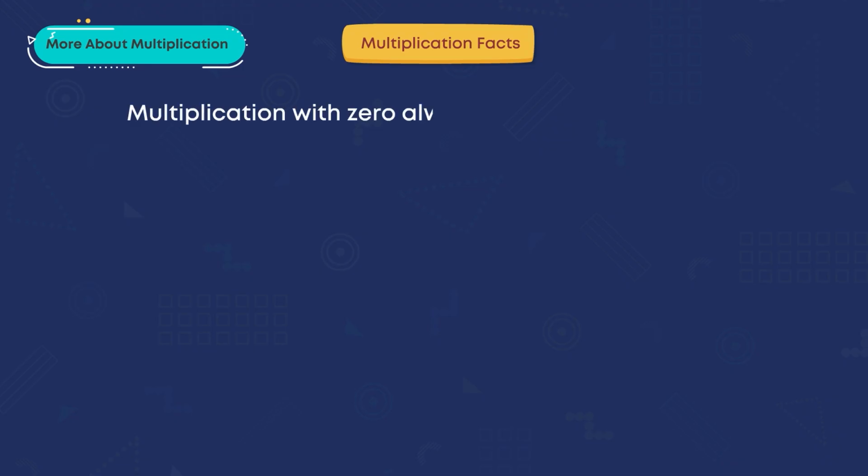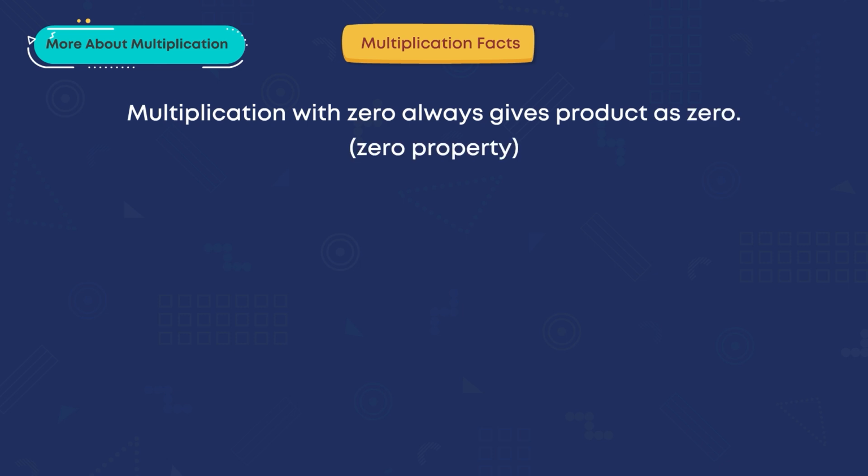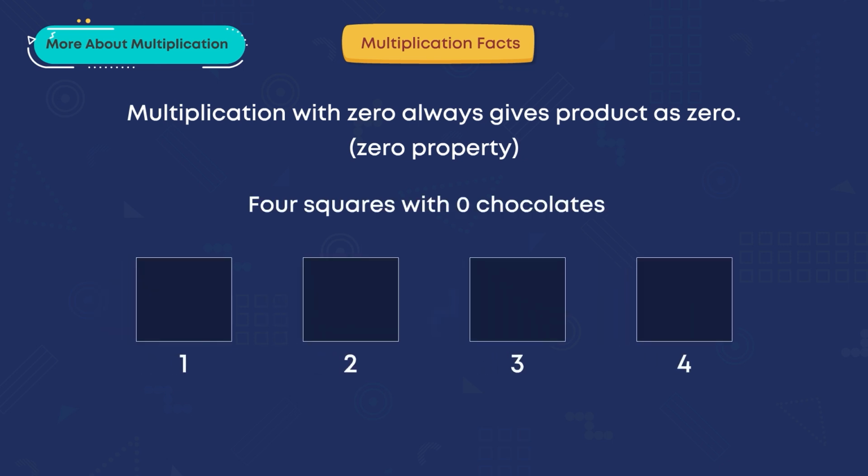Multiplication with 0 always gives product as 0. 0 property. 4 squares with 0 chocolate. 4 into 0 is equal to 0.